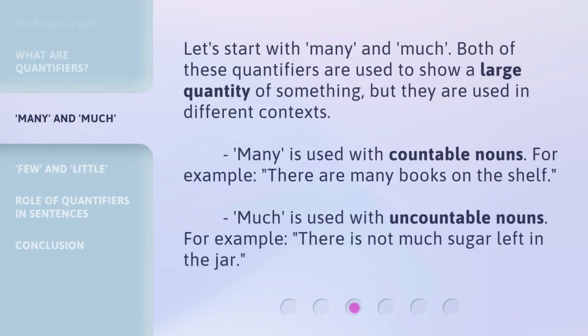Let's start with many and much. Both of these quantifiers are used to show a large quantity of something, but they are used in different contexts. Many is used with countable nouns. For example, there are many books on the shelf. Much is used with uncountable nouns. For example, there is not much sugar left in the jar.